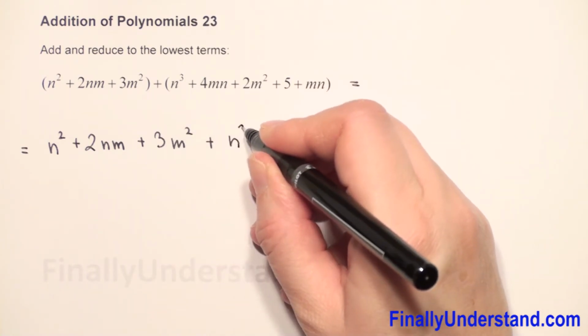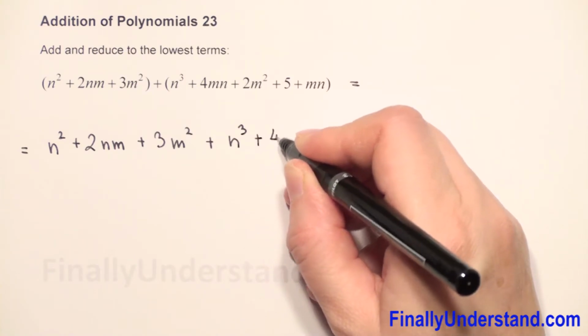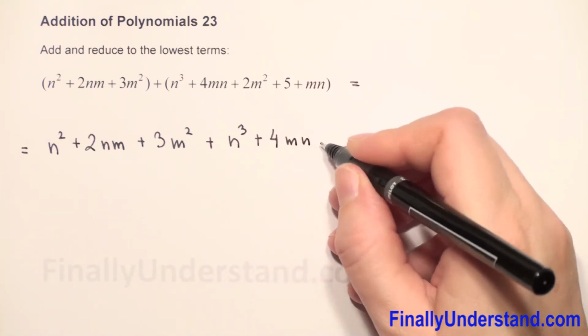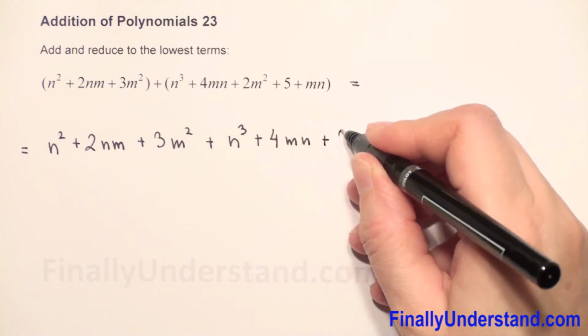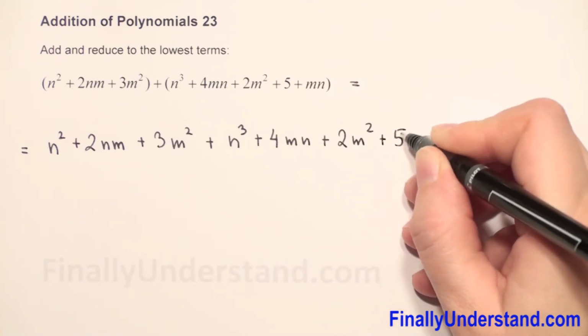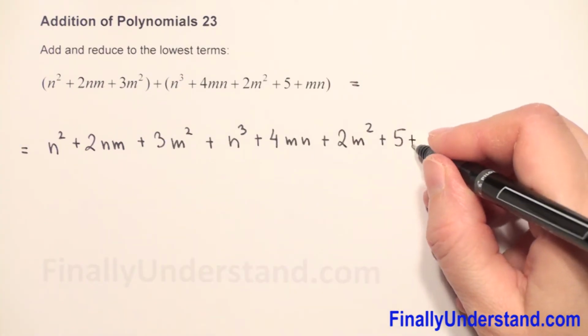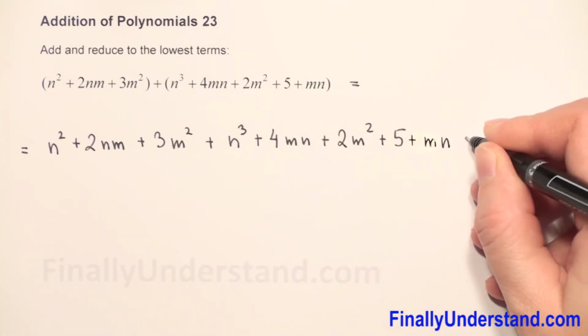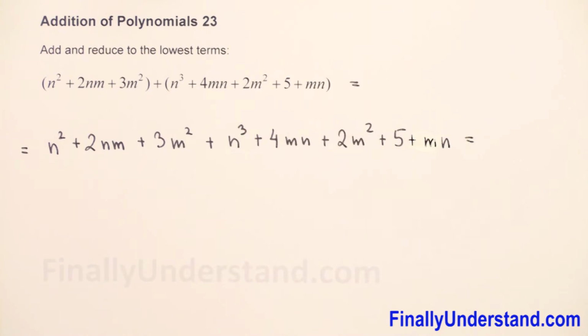So n cubed plus 4mn plus 2m squared plus 5 plus mn. Next we have to combine the like terms. So we have here two variables n and m.